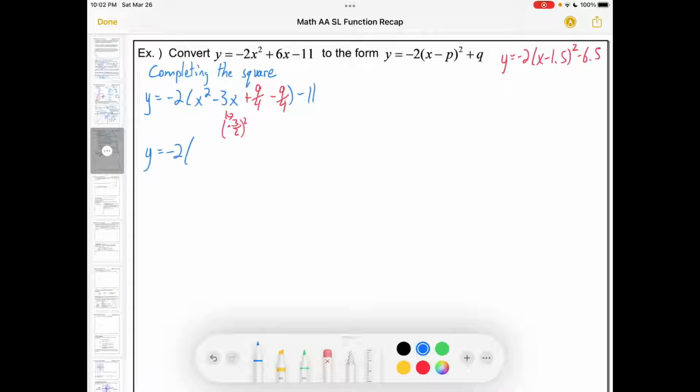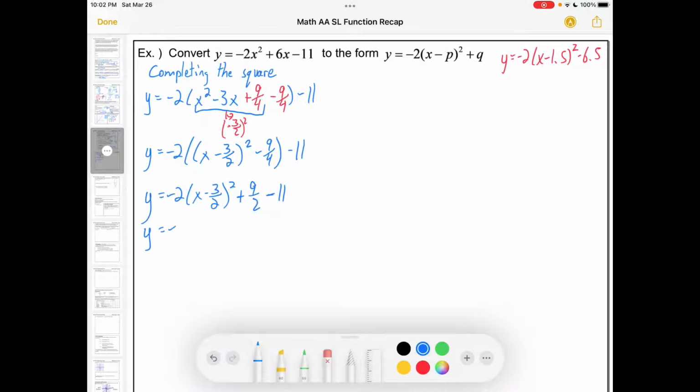After I do that, these first 3 terms over here form a perfect square trinomial. So it's going to be x minus 3 over 2 all squared. And then I'd have minus 9/4 minus 11. I can multiply out, and I'll get negative 2 x minus 3 over 2 all squared plus 9 halves minus 11. And I just work this through.